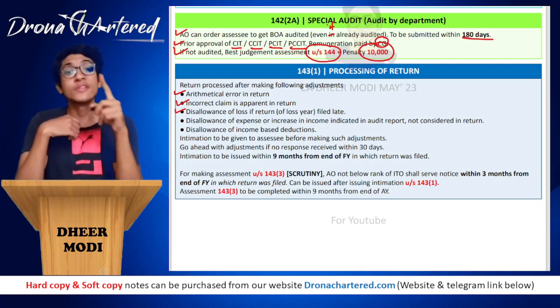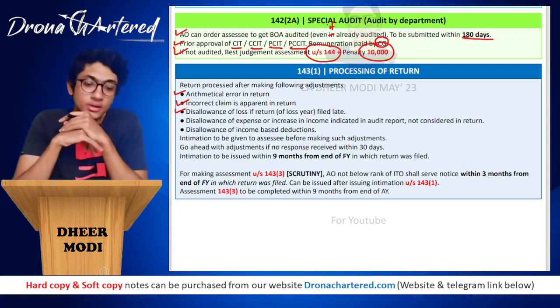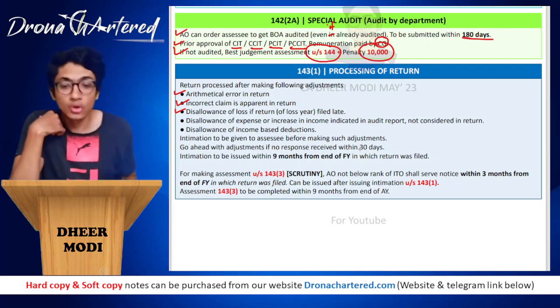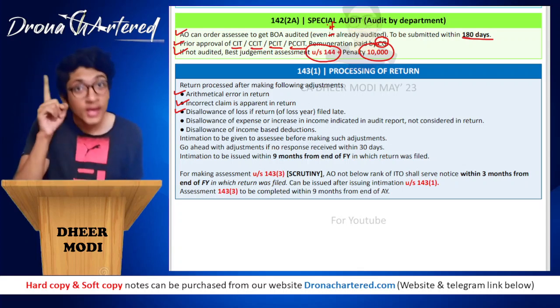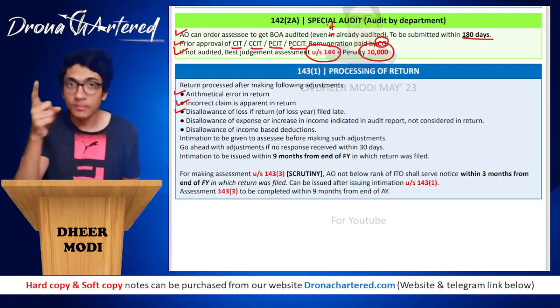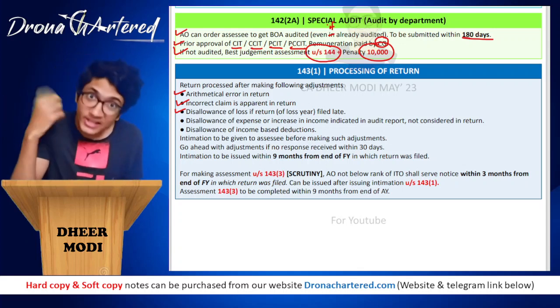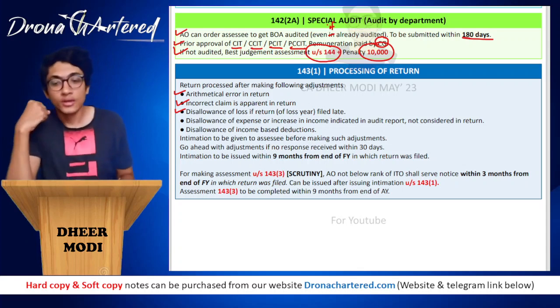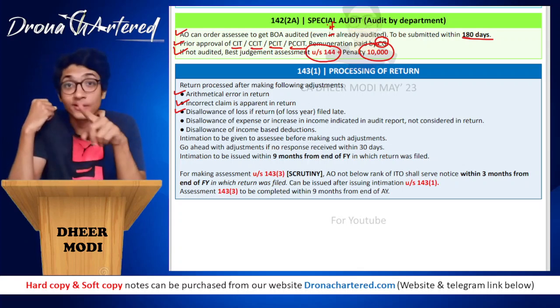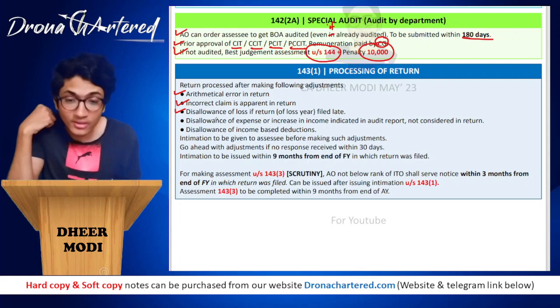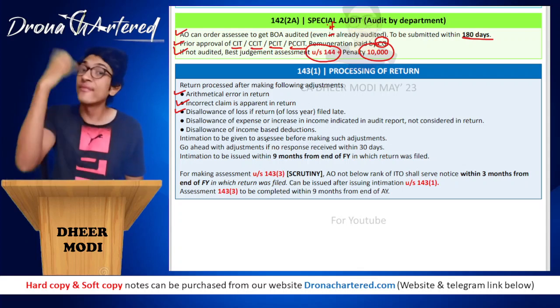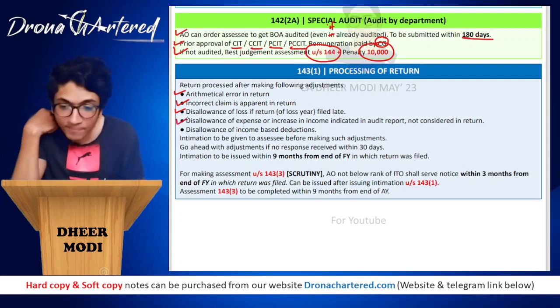Disallowance of loss if return filed late. That means in the year in which you had this loss, if you filed the return late, remember the losses will not be allowed to be carried forward. So if you have claimed that loss in this current year, your system will prompt that this is not allowed, you are not allowed to carry forward. So, disallowance of loss if the return of the loss year has been filed late.